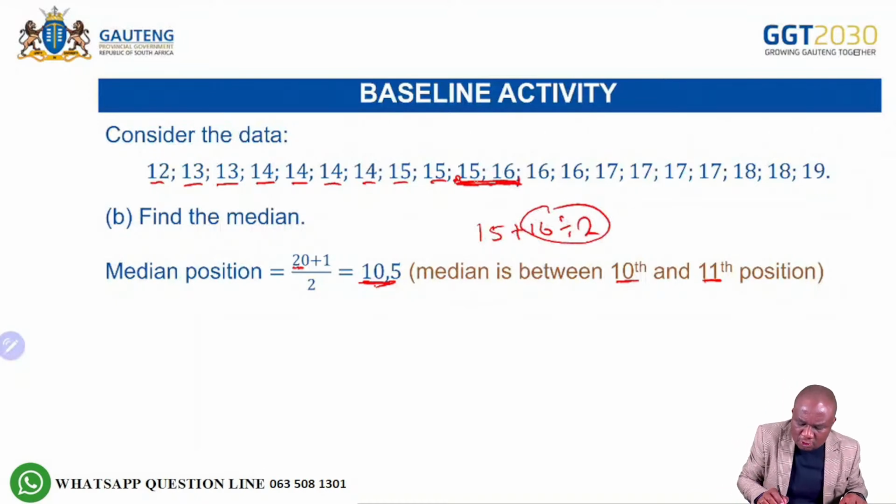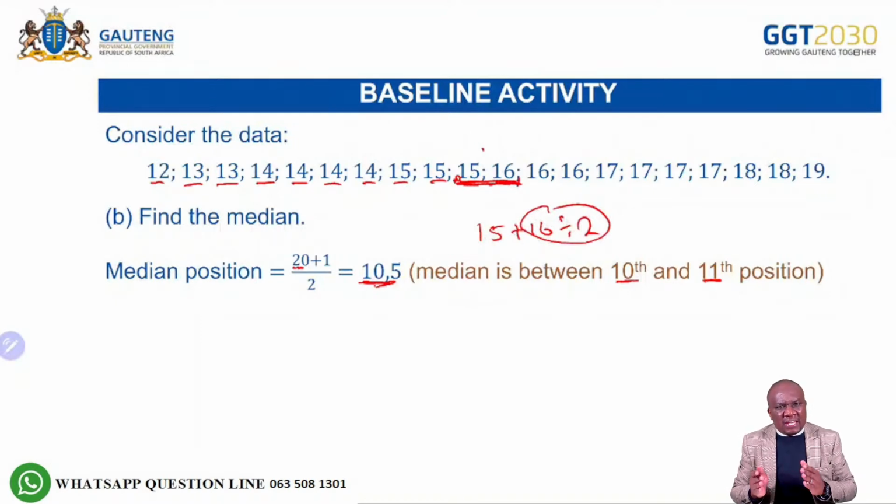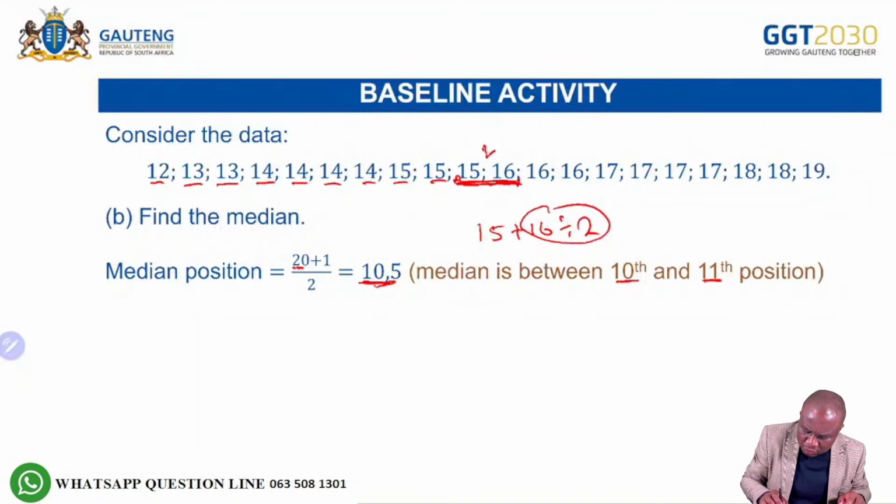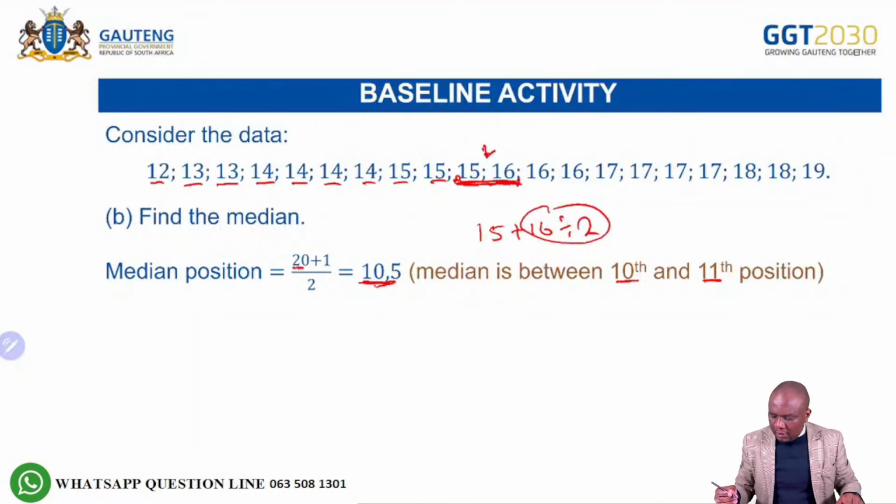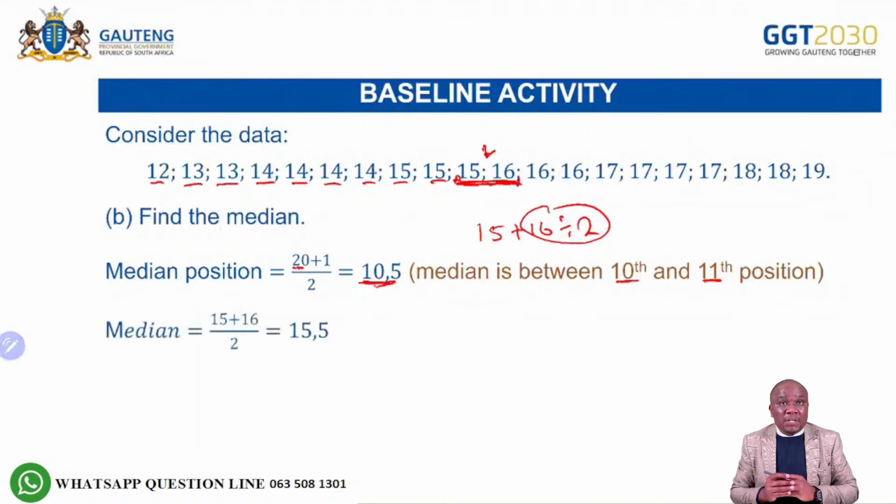But the median has to be between these 2 numbers. Please take note of that. So that once you have done your calculation, you must check your answer. Does it make sense or not? The median must be between these. So you add them, get 31, and then divide by 2, you get 15,5. And 15,5 is between 15 and 16.